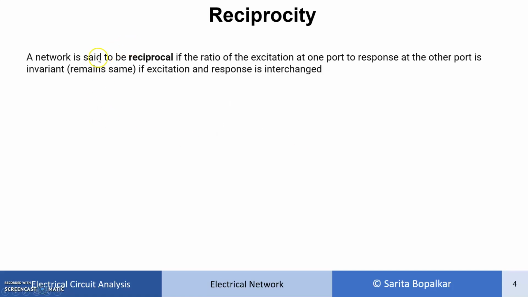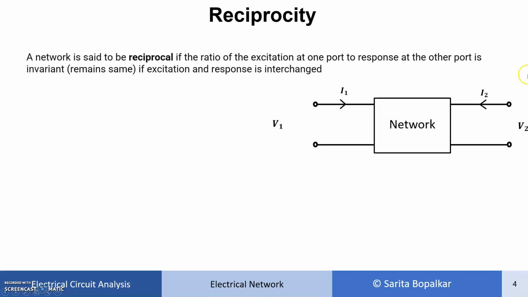Reciprocity. A network is said to be reciprocal if the ratio of the excitation at one port to the response at the other port is invariant if excitation and response are interchanged. Means what? This is a two-port network. V1 and I1 are input variables, V2 and I2 are output variables.